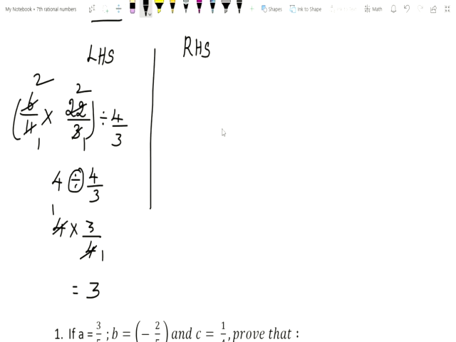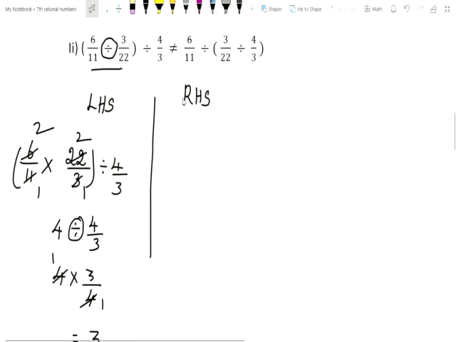Now the right hand side we are going to find out. So what is the question's right hand side? 6 by 11 divided by 3 by 22 divide 4 by 3. First we are going to simplify the bracket. This division I am going to change to multiplication. Once I change, I have to take the reciprocal. The reciprocal of 4 by 3 is 3 by 4.